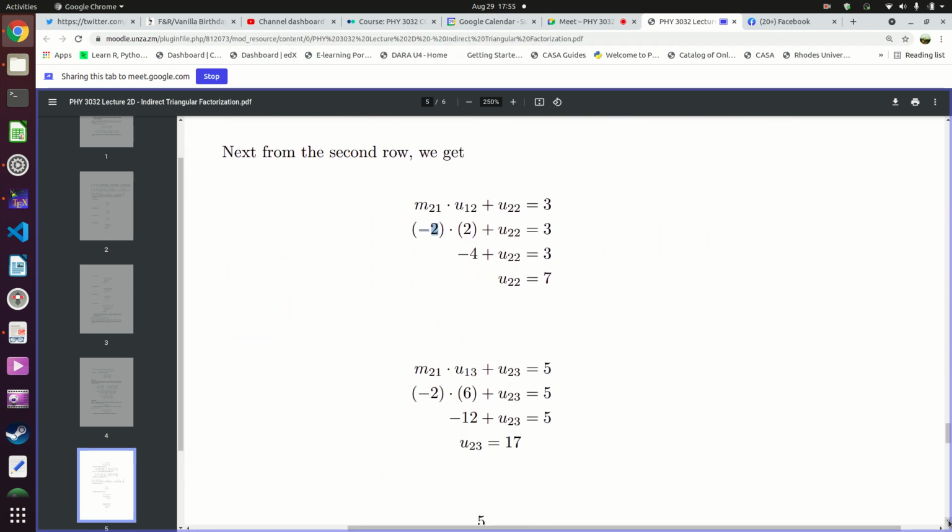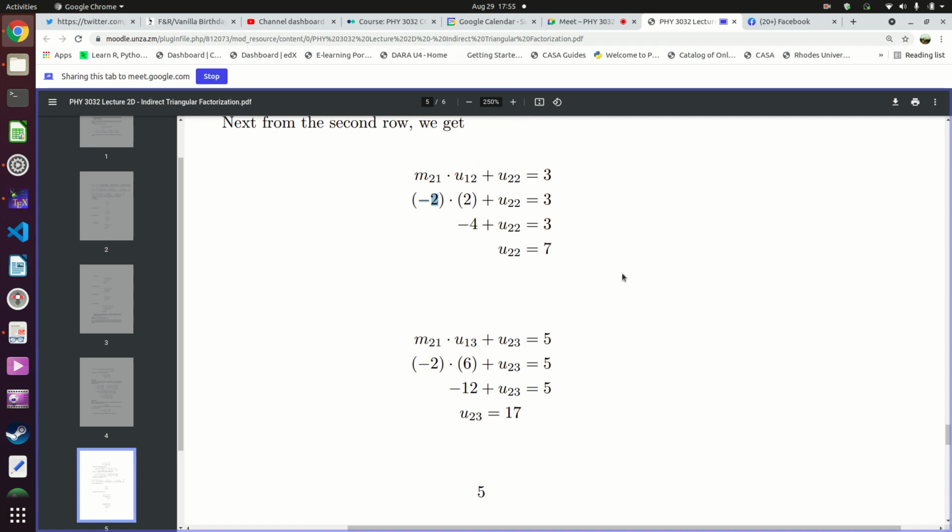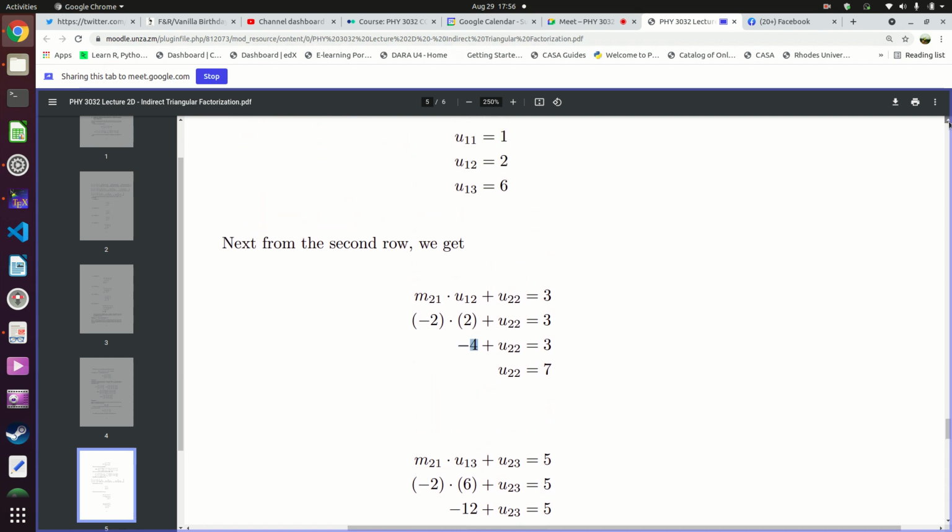Okay, then we move on. M21 is minus 2, U12 is this, plus U22 equals 3, so this times that is minus 4, plus U22 equals 3. I get this to the other side, so I end up having U22 now equal to 7. Previously our U22 was equal to 0, if you recall. Now it's equal to 7. Then you move on to this other one.